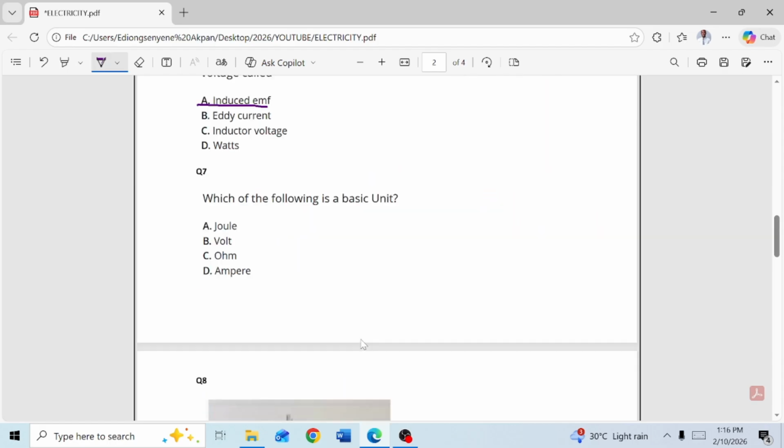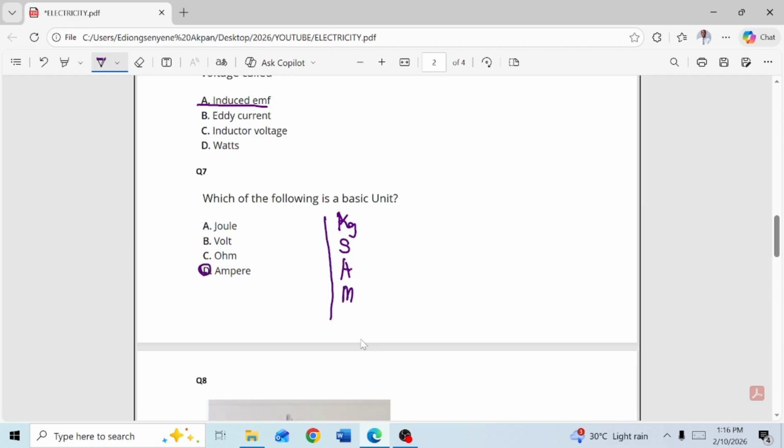Number 7. Which of the following is a basic unit? Basic units are fundamental units. Fundamental units, for example, kilogram, second, ampere. The only basic unit that we have is ampere.